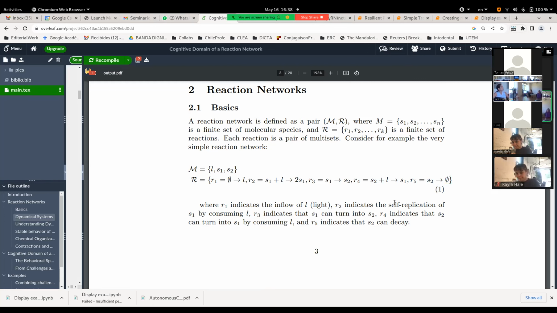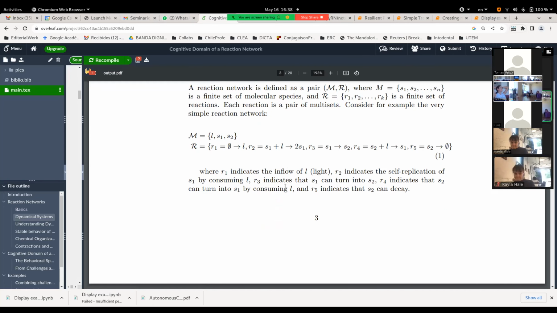So this is just any form of something that can be self-maintained in a community or in a group way. If there is enough light, then S1 will replicate, and that will turn into S2. Some S2 will die out, but the whole system will survive, will self-maintain. So it's a small example of an autopoietic system. But of course, as I explained before, this can be made much more complex.